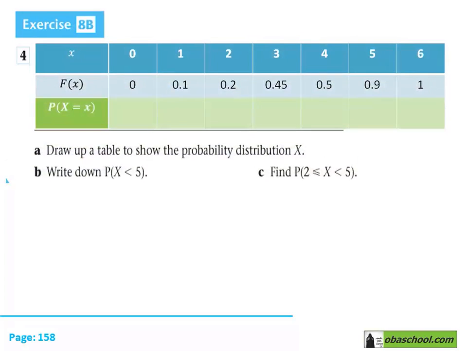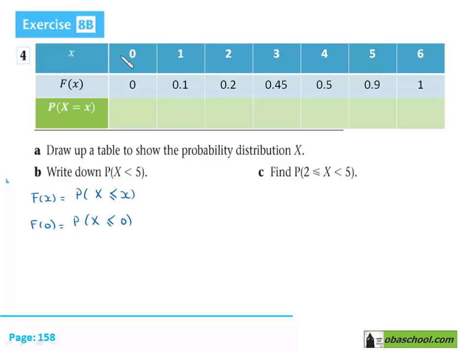For part A, we need to add a row which is the probability of X equals x. Let's recap the definition of the cumulative distribution function. We know that F(x) is the probability of X less than or equal to x. First, we have F(0). What is F(0)? It means the probability of X less than or equal to 0.